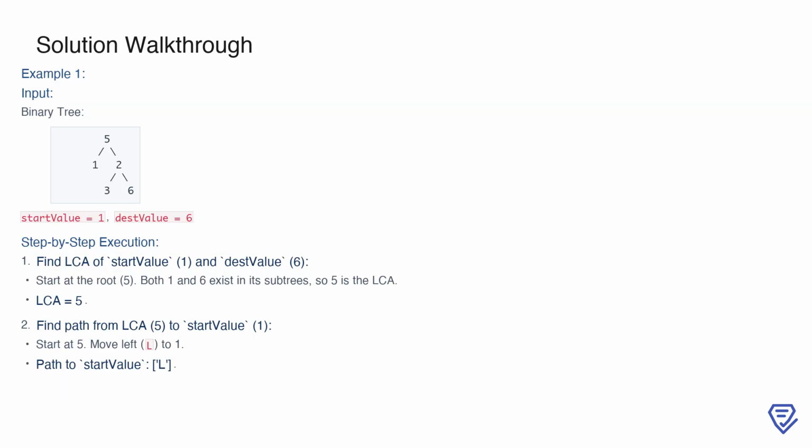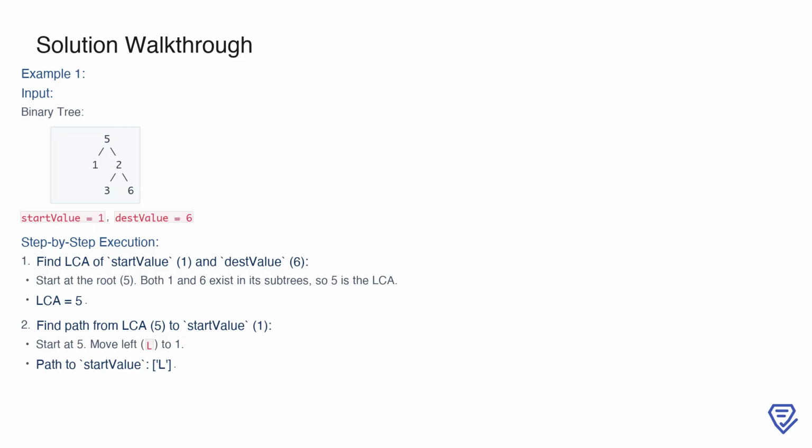In this example, we are given a binary tree with the root node 5 and two target nodes, start value 1 and dest value 6. The first step is to find their lowest common ancestor, or LCA. Starting at the root, we observe that both 1 and 6 exist in the left and right subtrees of node 5. Since 5 is the lowest node where both targets are found in separate subtrees, it is the LCA.